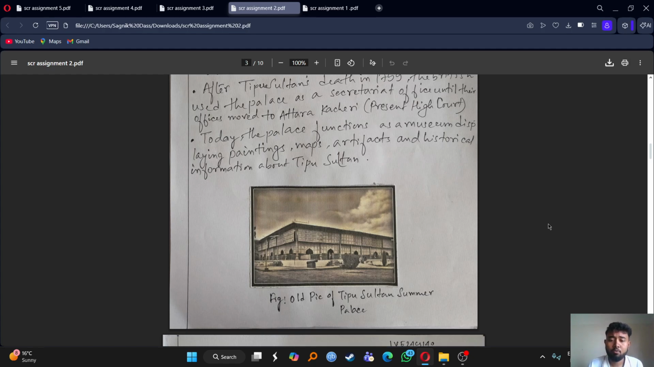You can see the old picture of Tipu Sultan's summer palace. It's gorgeous. It was very gorgeous. The design has been changed a little bit, but still the overall structure remains the same.